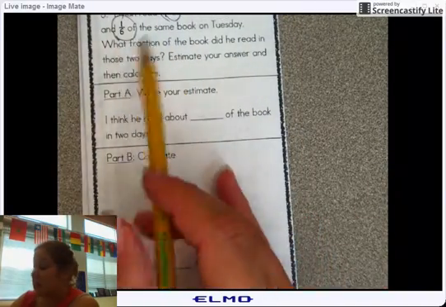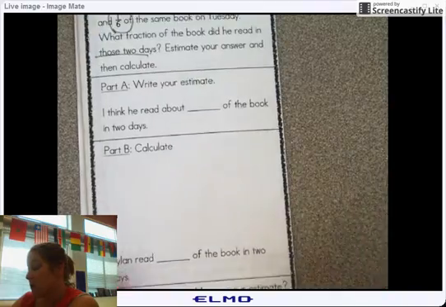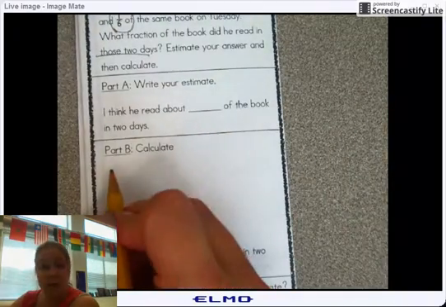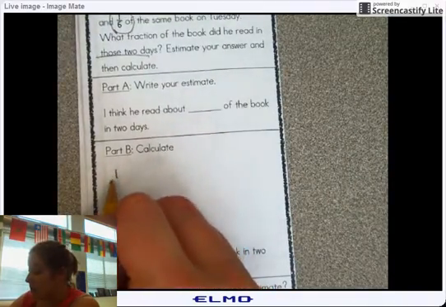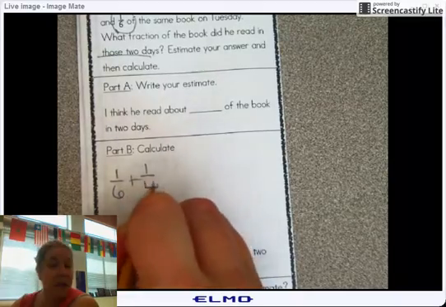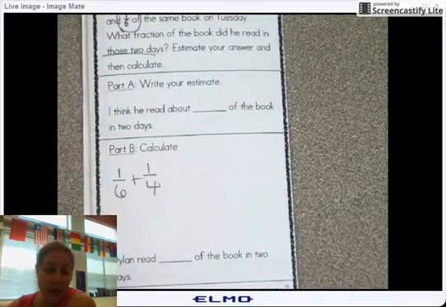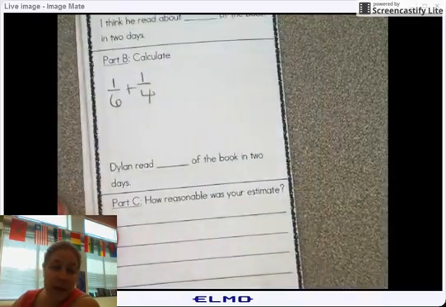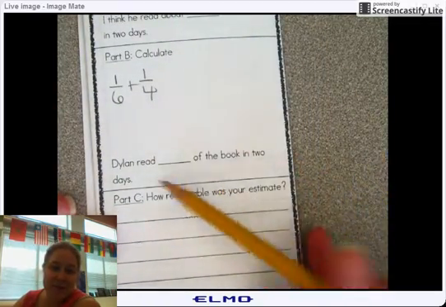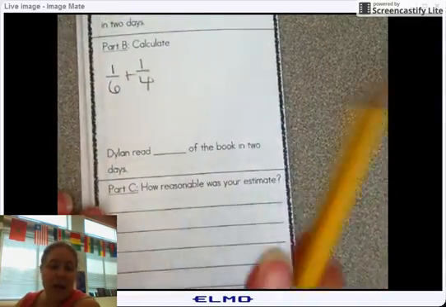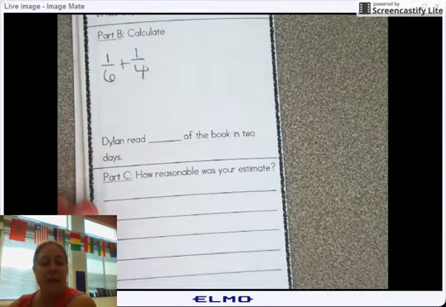What fraction did he read in those 2 days? Meaning I have to add. So then I have to take 1/6 plus 1/4, common denominator or butterfly. Take a moment, add them up, type in your answer so that it should match this answer right here, and then answer, was your answer reasonable?